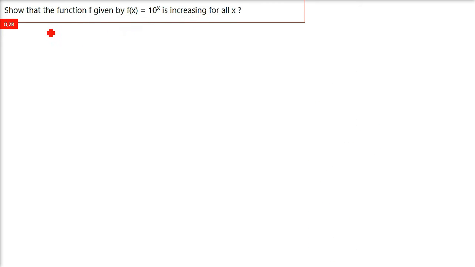Now show that the function f given by f(x) = 10^x is increasing for all x.